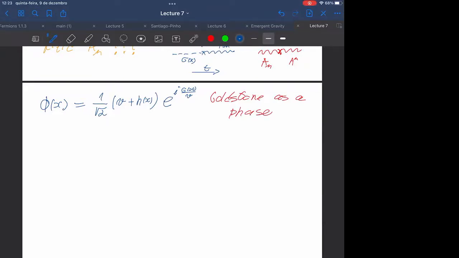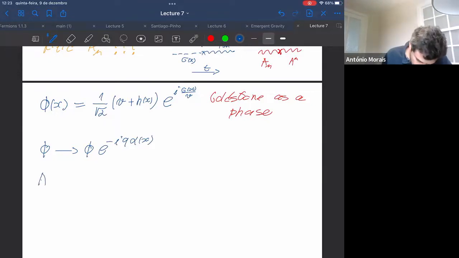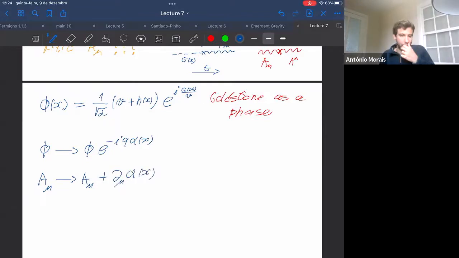Okay, because we know we have a Mexican hat potential, and it can go around. So this phase can undergo U(1) phase rotations, let's say. Now the transformation on the phi, and now I will drop the x. Phi transforms as phi times e to the minus i q alpha x, right? And A mu, we have also seen that A mu transforms as A mu goes to A mu plus d mu alpha x, the exact same alpha x.